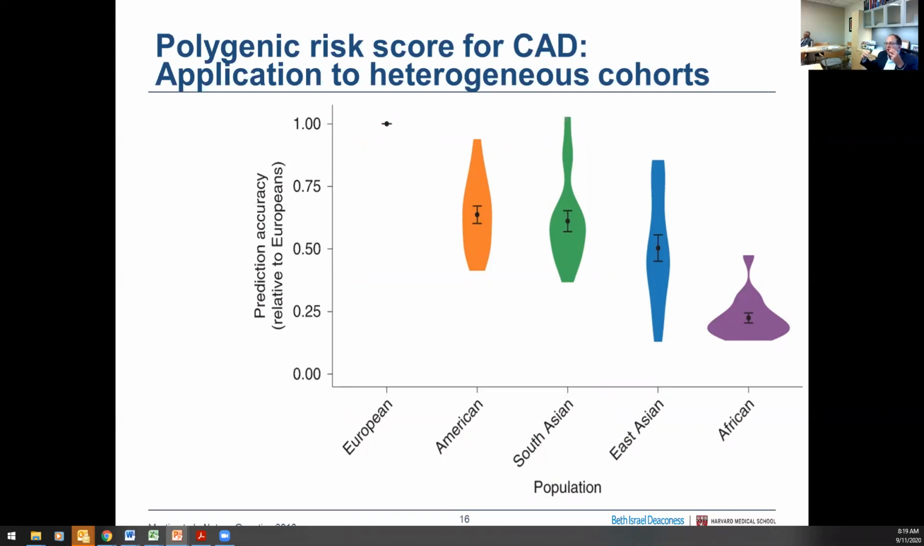And this shows the results, the predictive accuracy of that relative to Europeans. So this was tuned, if you will, on Europeans, and you can see it works less well in Americans. And if you go all the way to the right side of the slide, it works horrifically in African Americans.